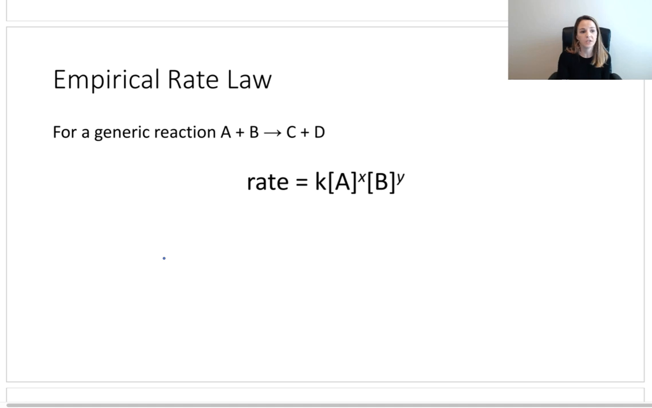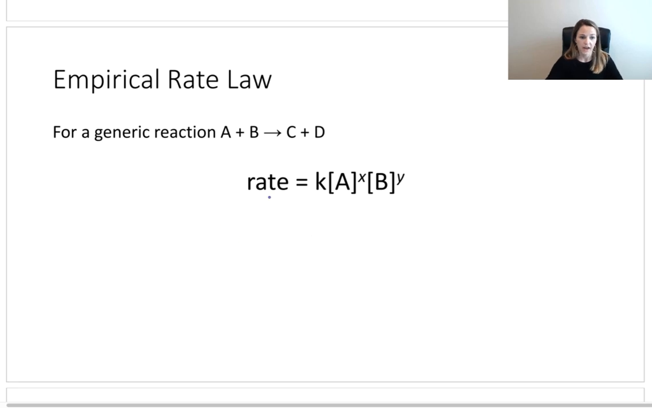All right, so the first thing we're going to do is look at an example. And so this is an empirical rate law for a generic reaction, which is A plus B, which gives us C plus D. So this is our rate law, where rate is equal to k times the concentration of A raised to the x power times the concentration of B raised to the y power. So I'm going to point out a bunch of different things here for you.